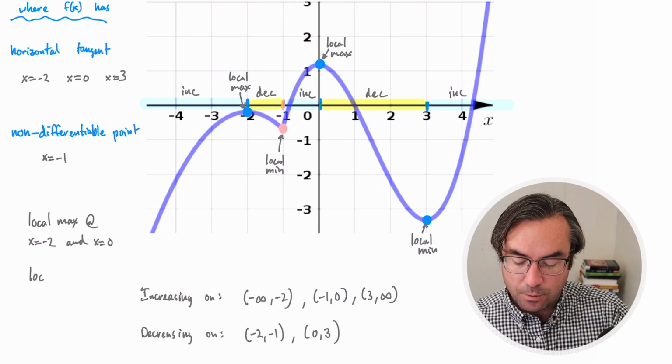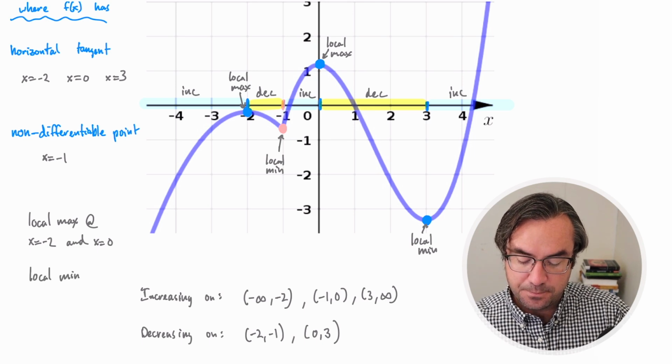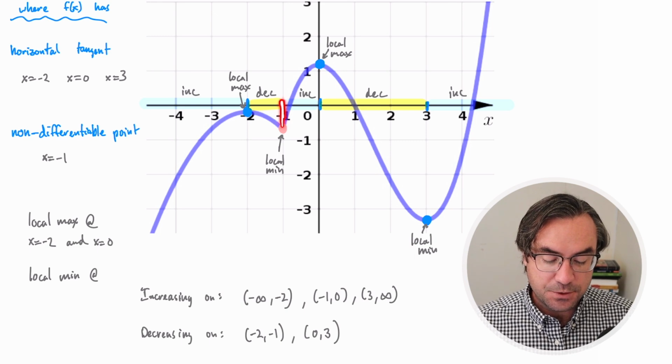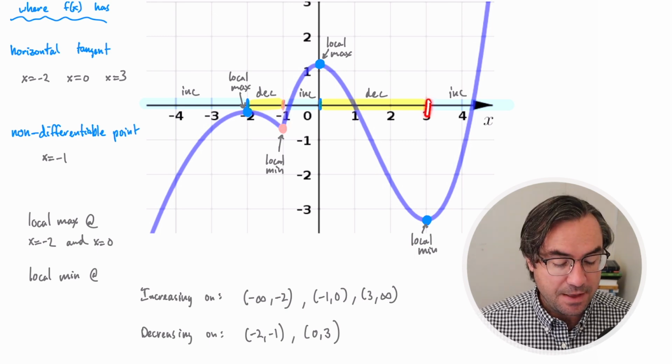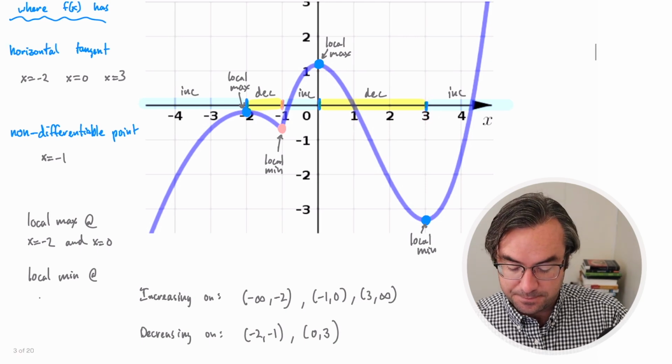And then local min, well, we have two of those. So one of them at x equals -1, and then the other at x equals 3.